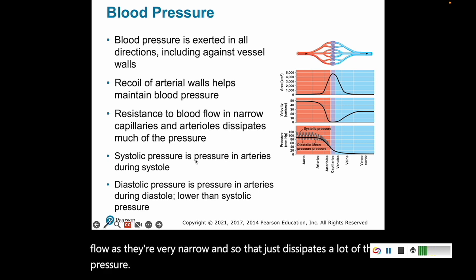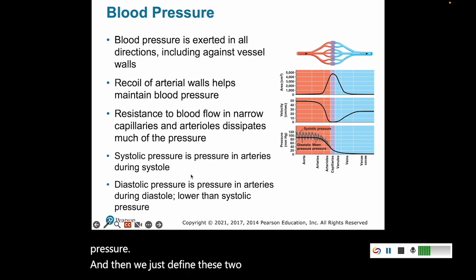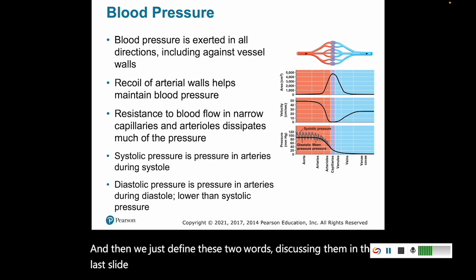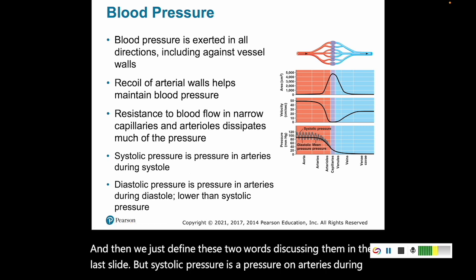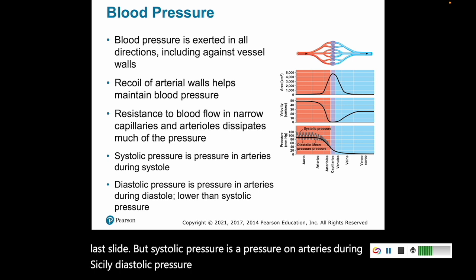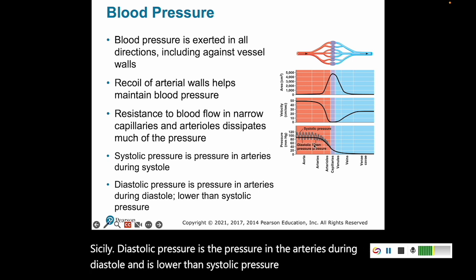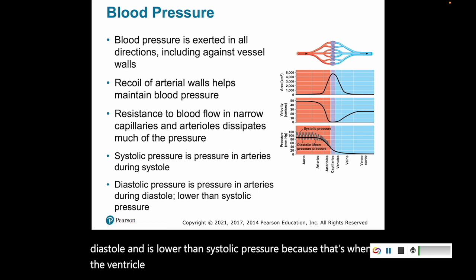And then we just define these two words, discussing them in the last slide. But systolic pressure is the pressure in arteries during systole. Diastolic pressure is the pressure in the arteries during diastole, and is lower than systolic pressure because that's when the ventricle is relaxed.